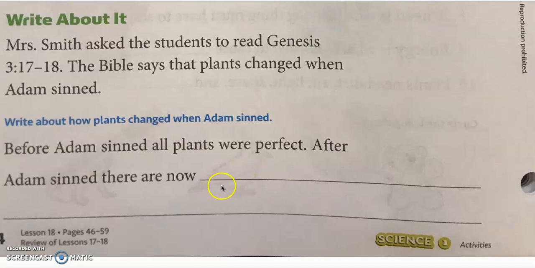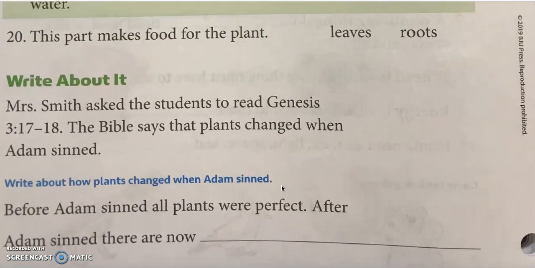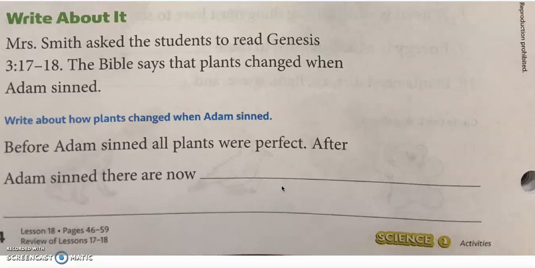They're not perfect anymore after Adam sinned. Yeah, that's what happened. Okay, so that will be all for the review pages for living things and plants.